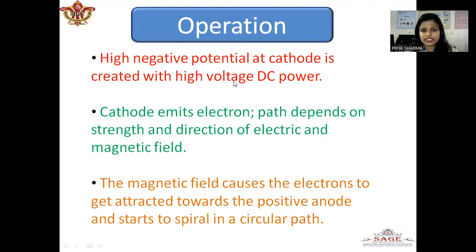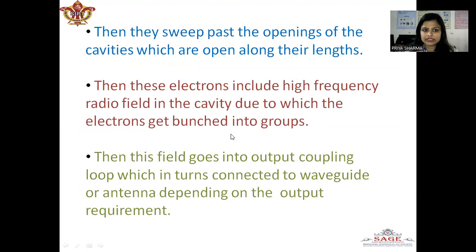A high negative potential at the cathode is created with a high voltage DC power supply. The cathode emits electrons. Their path depends on the strength and direction of the electric and magnetic fields. The magnetic field causes the electrons, attracted towards the positive anode, to spiral in a circular path. Then they sweep past the openings of the cavities, which are open along their lengths. These electrons induce a high frequency radio field in the cavity, due to which the electrons get bunched into groups. Then this field goes into the output coupling loop, which is connected to the waveguide or antenna depending upon the output requirements.